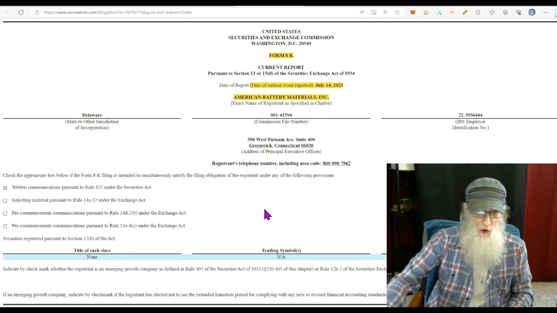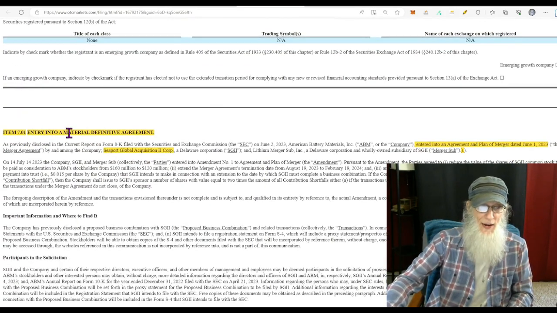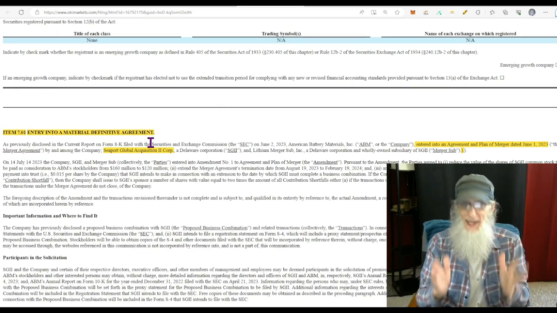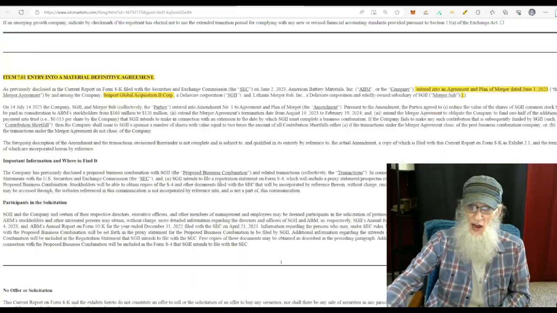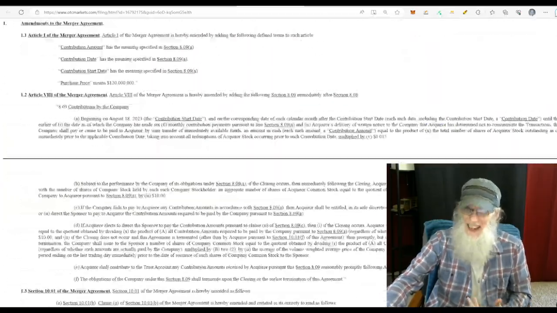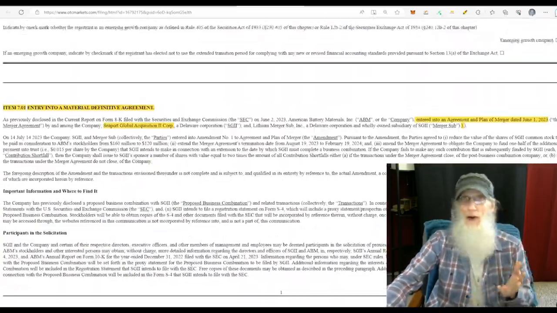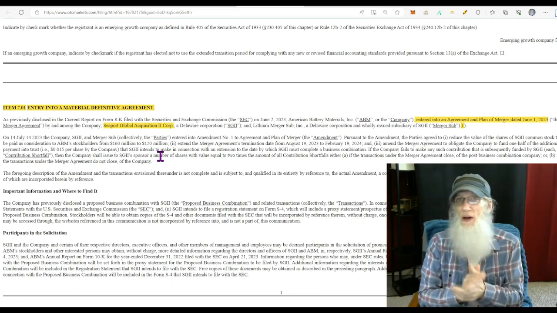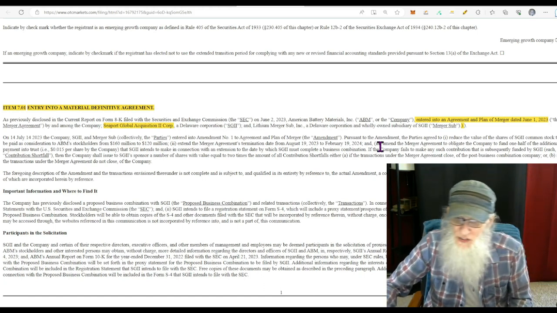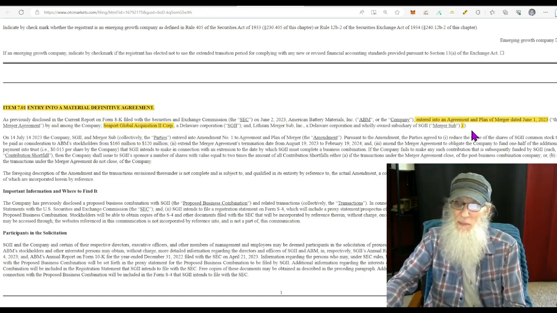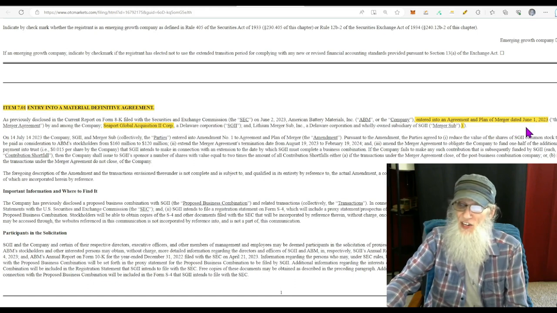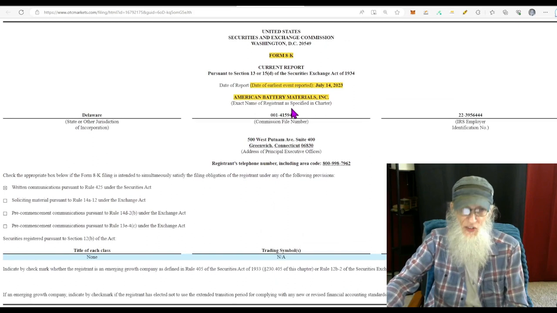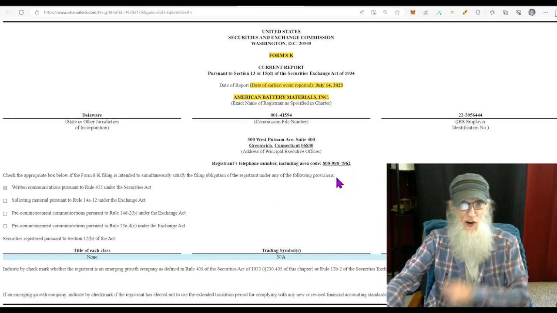Another example here for you, coming down underneath that black line: entry into material definitive agreement. Ooh, that's a hot catalyst. And this is a longer 8K. We got a lot more pages here, but it's not super big, and you don't have to read it all. Normally, the first and second paragraph will give you most of all the information you need. And they tell us here that the company has entered into an agreement and a plan of merger dated June 1st, 2023 with Seaport Global Acquisitions. This is American Battery Materials, if you're interested.